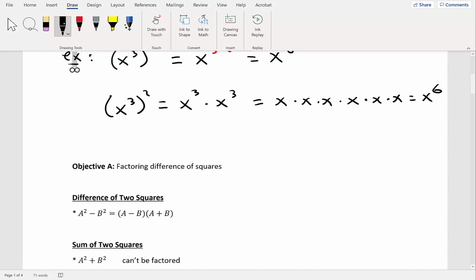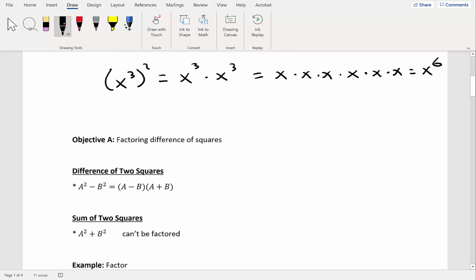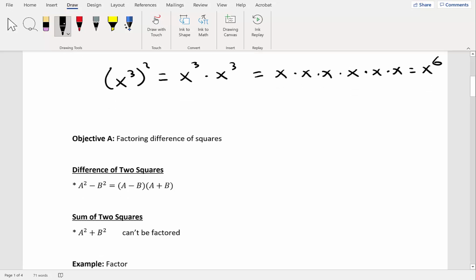A difference of two squares is when you have something raised to the second power minus something else raised to the second power. We have a formula to factor this out. What this factors into is a minus b times a plus b. Now, if you have a sum of two squares, something squared plus something else squared, this cannot be factored. So you might think it probably factors into a plus b times a plus b.